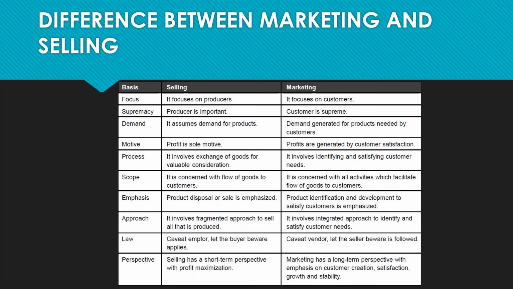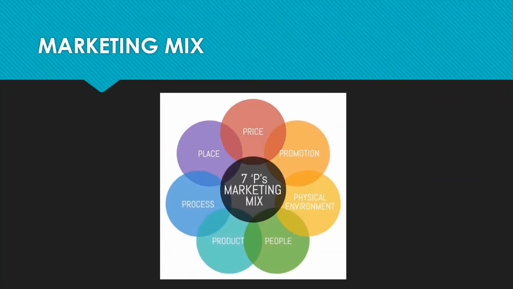If you are talking about the marketing mix, there are 7 P's in the marketing mix. What are those 7 P's? Price, promotion, physical environment, people, product, process, place. All these are required to do the marketing of a product, so you have to deal with these 7 P's in a marketing mix.